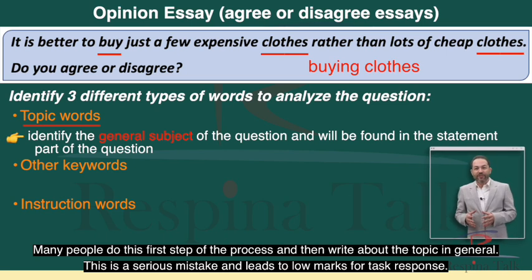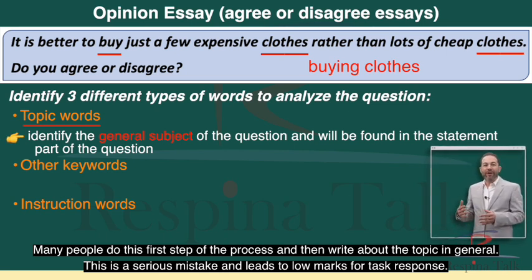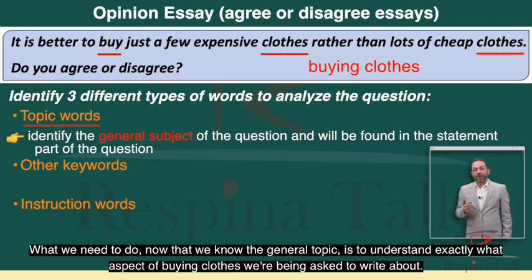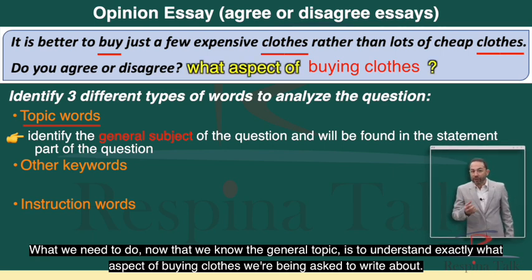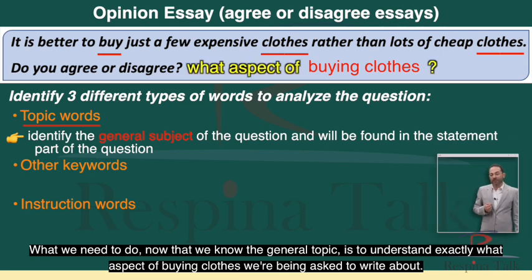Many people do this first step of the process and then write about the topic in general. This is a serious mistake and leads to low marks for task response. What we need to do, now that we know the general topic, is to understand exactly what aspect of buying clothes we're being asked to write about.